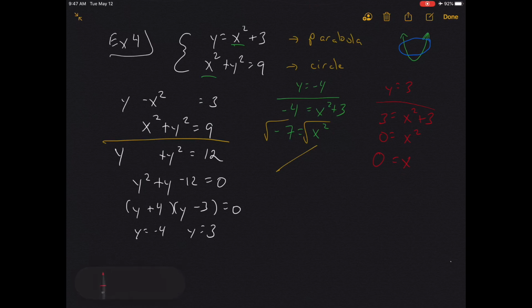So really what that tells me is there is one solution to this thing, and it's at the point (0, 3). One solution, which means that parabola intersected that circle at one point, meaning it just touched the circle at one specific place. Okay, so that's enough examples for this section. You should have enough to be able to do the homework.